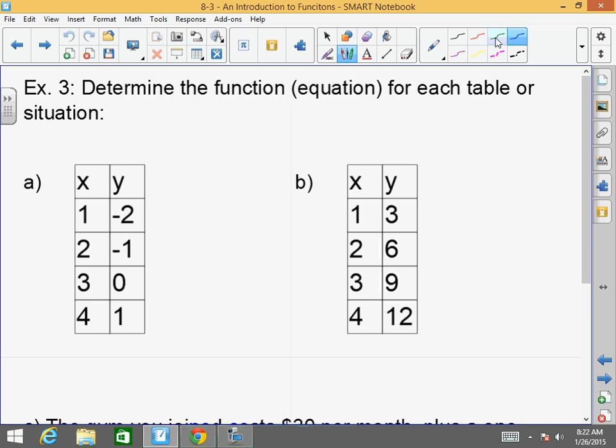You're subtracting 3 is one option. 1 minus 3 is negative 2. 2 minus 3 is negative 1. 3 minus 3 is 0. 4 minus 3 is 1. So y equals x minus 3.